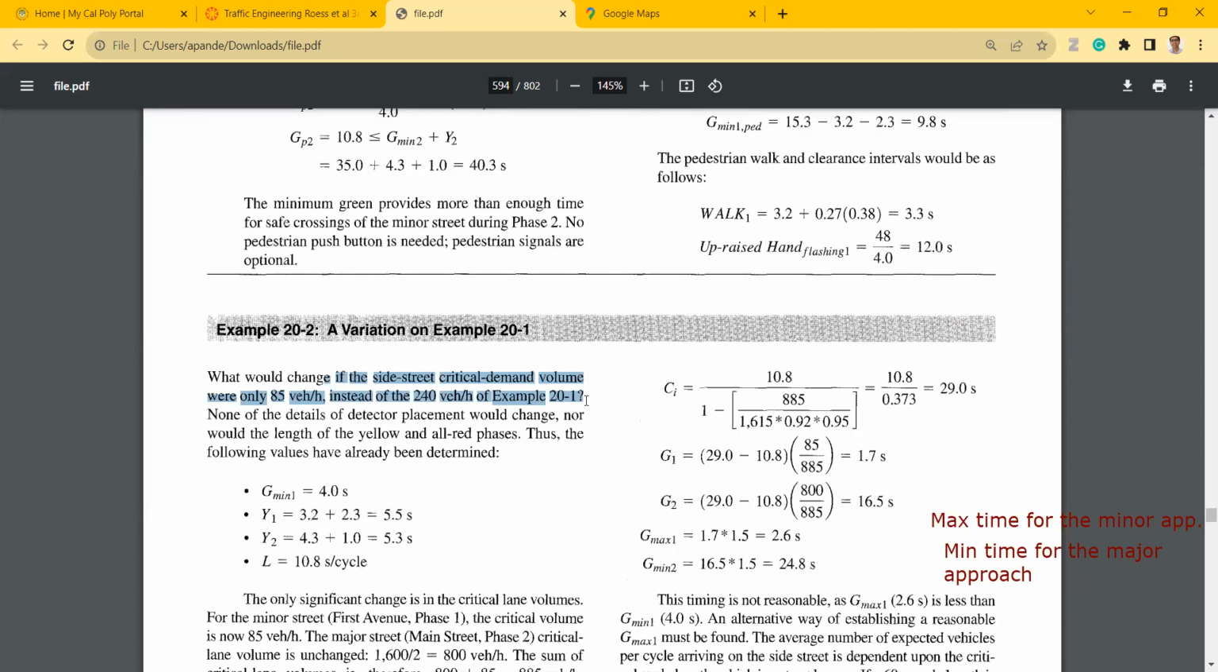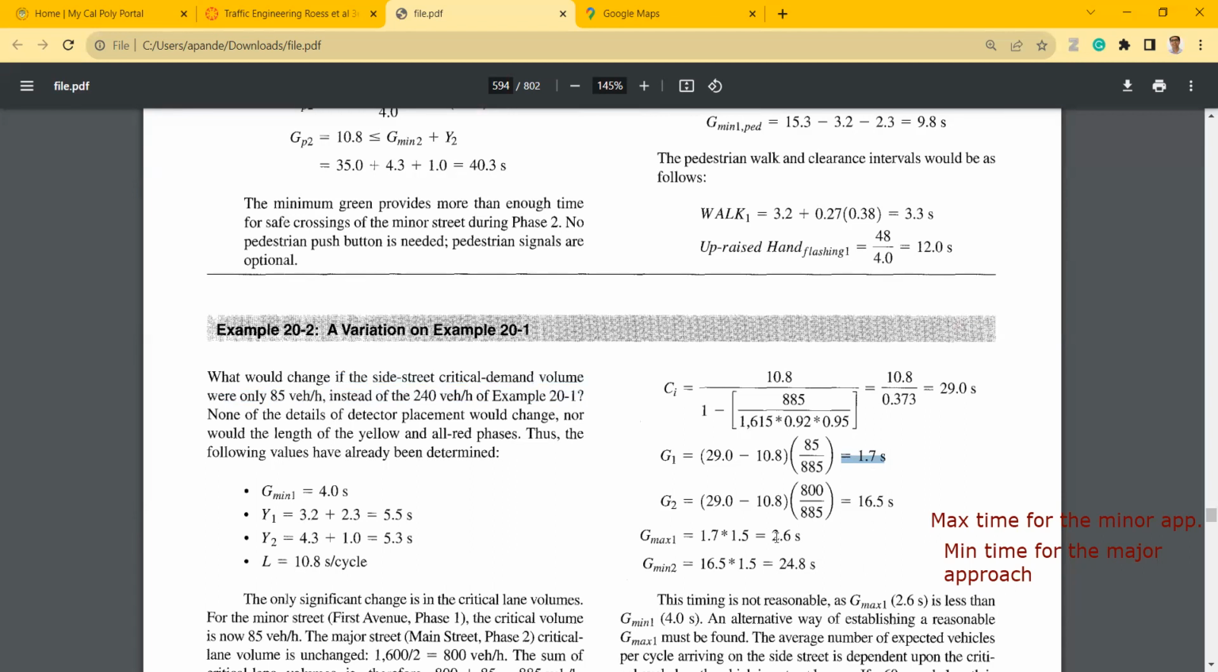If you solve it, your G1 comes out to be only 1.7 seconds. If you repeat the steps and everything, G1 is going to come out to be 85 divided by 885, which gives 1.7 seconds. And that's going to be a problem, right? Because even if you multiply that by 1.5, I think they did that, it comes out to be about 2.6 seconds.